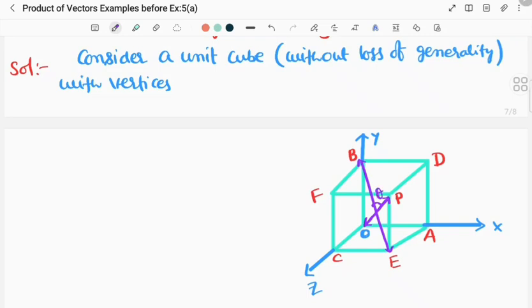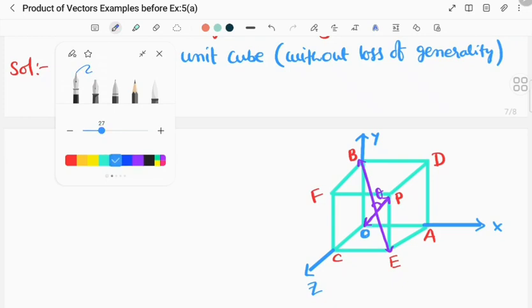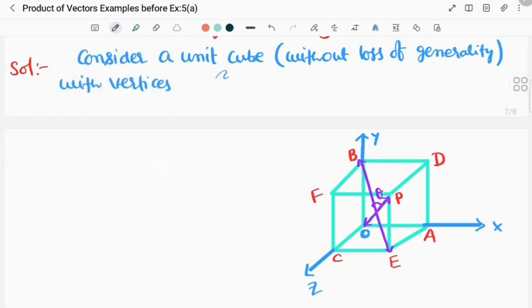How to plot the points? This is the only important thing. We consider a unit cube. From origin to A, one unit is there. On the x-axis, only the x coordinate will be there; y and z coordinates will be 0. What about B coordinates? On the y-axis, only the y coordinate, the remaining will be zeros: 0, 1, 0. Next, C point on the z-axis, only the z value will be there. So x value and y value will be 0 and z value is 1.